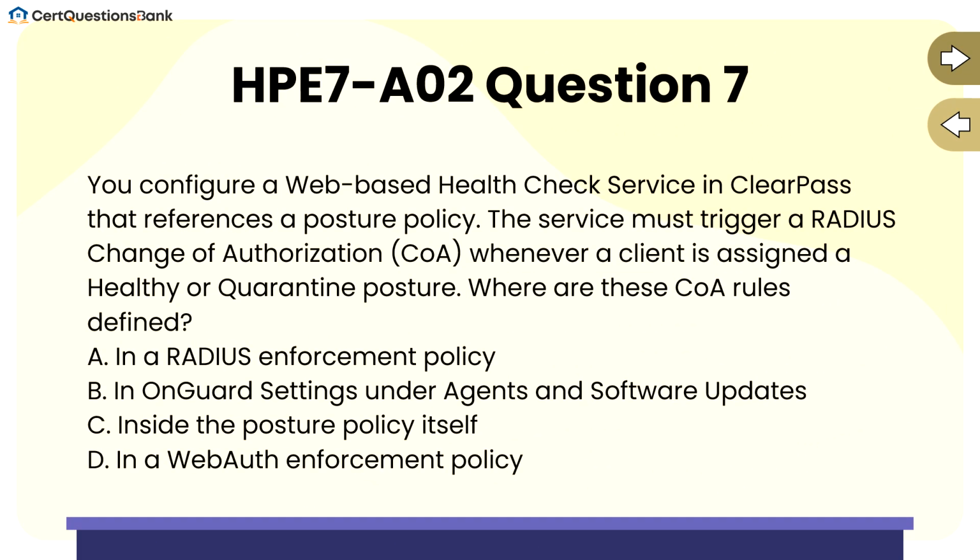You configure a web-based health check service in ClearPass that references a posture policy. The service must trigger a RADIUS change of authorization, CoA, whenever a client is assigned a healthy or quarantine posture. Where are these CoA rules defined?